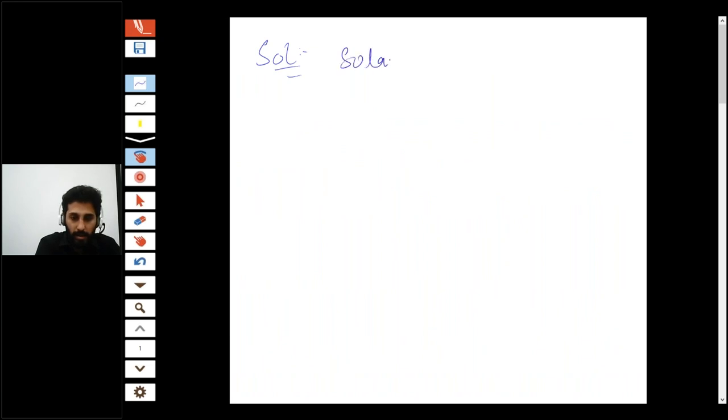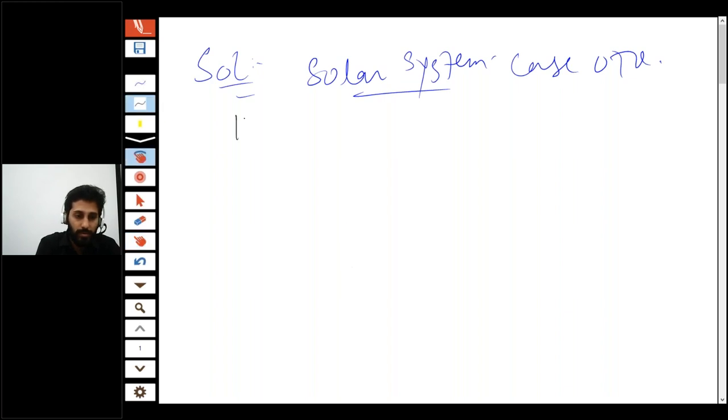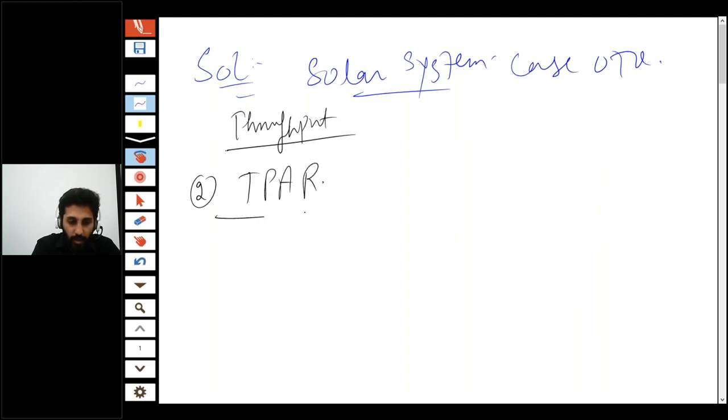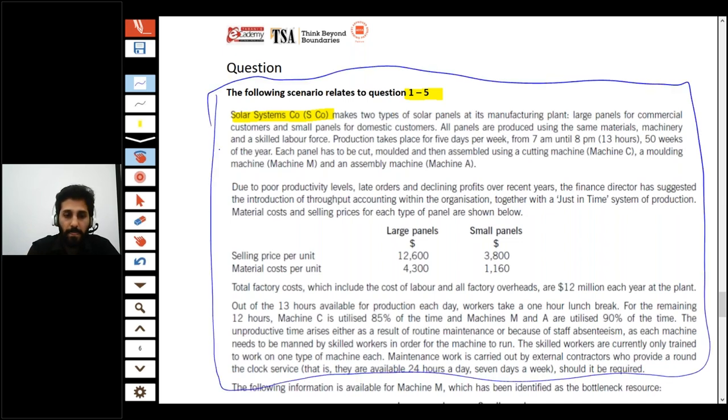Solar System case OTQ, throughput. Now for option number one, it was clearly over there. It's number two where we need to calculate TPAR, and you all know how to calculate TPAR: return per hour and conversion cost per hour. Now simply moving towards this question, please read this question very quickly. Have a quick look at this question.